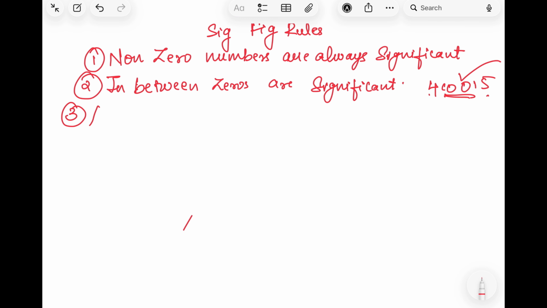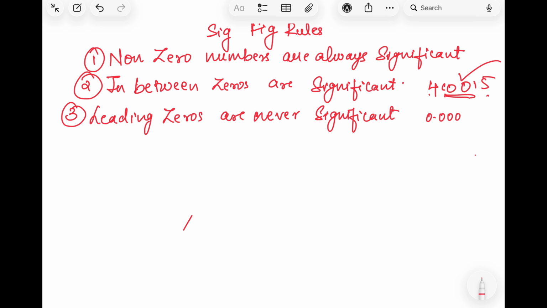Third rule says that leading zeros are never significant. What does it mean? Leading zeros means there are zeros at the start of a number. So all these zeros are not significant because they are leading zeros.